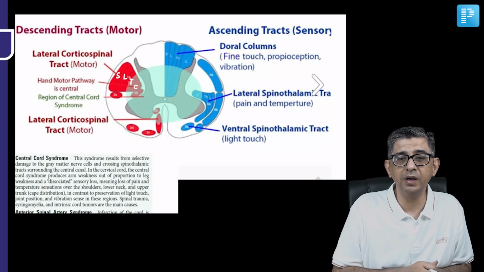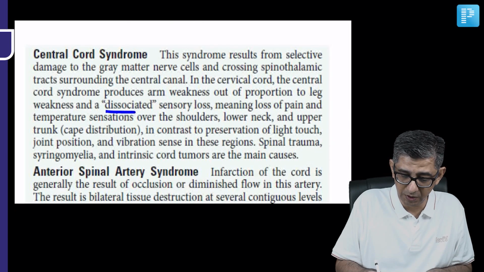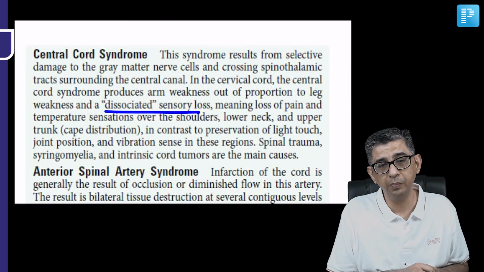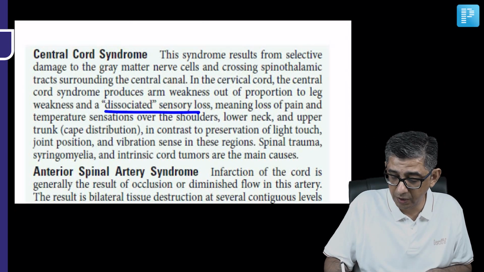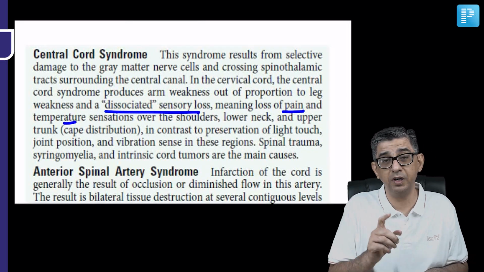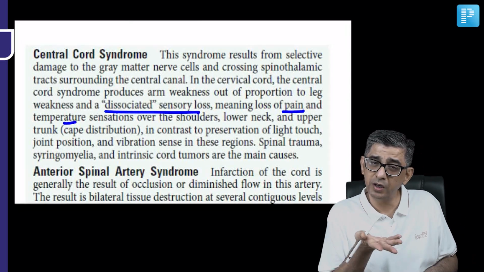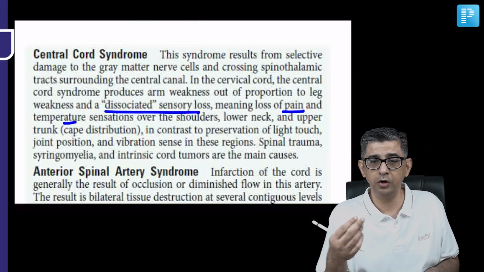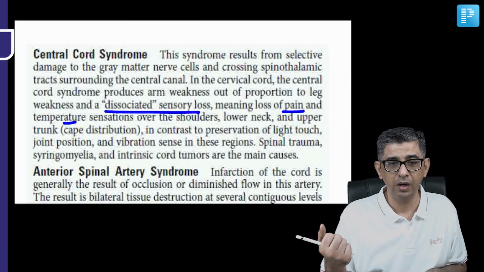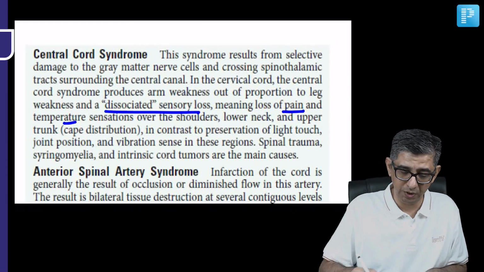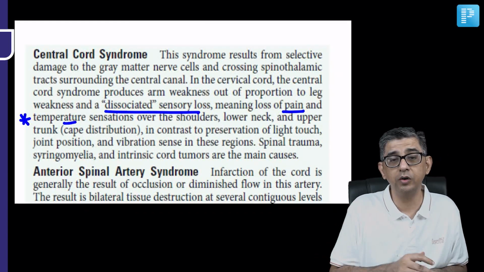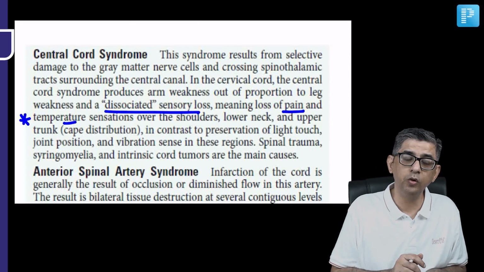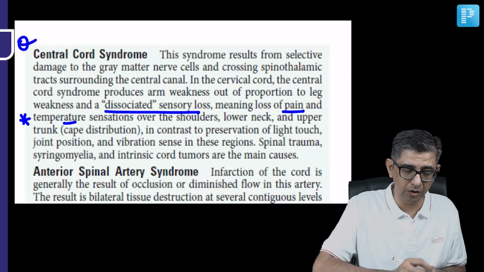In patients who have central cord syndrome, the manifestation would be a dissociated sensory loss, meaning there is loss of pain and temperature. When I say dissociated, it means only two sensations are affected, because the lateral spinothalamic pathway carries only two sensations, pain and temperature. So only two would be lost in the patient, over the shoulder, over the neck, and the upper trunk area. So dissociated sensory loss is the term that I want you to remember not only for syringomyelia but even for patients with central cord syndrome.